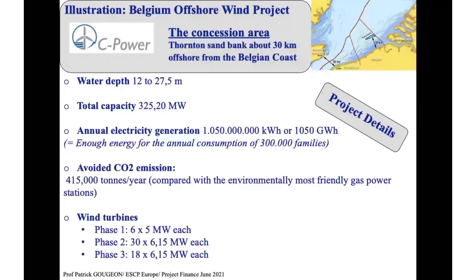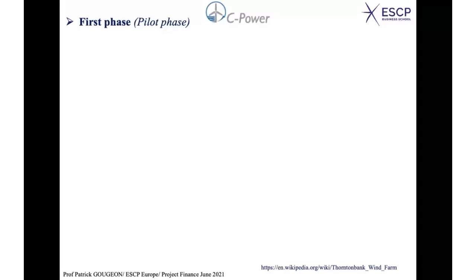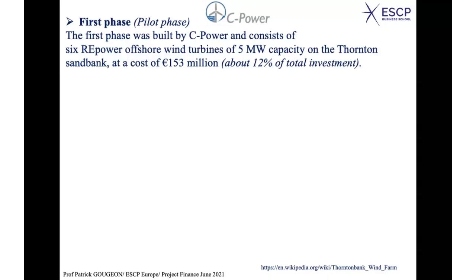So the total budget will be here 1,289 million euros, about 1.3 billion. So the first phase, as I told you, is important. We call it a pilot phase, for a cost which is only 153 million. So it's about only 12% of the total investment. So it's just a first amount of money which is spent to see whether it's feasible or not. It's once you have gone through this first phase that you have proven that you could go further.